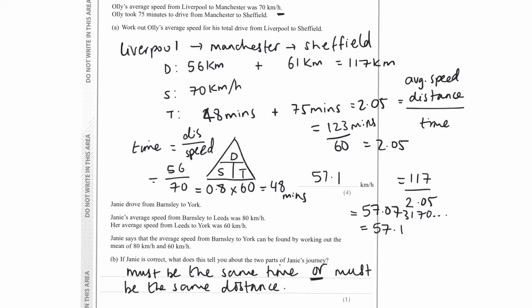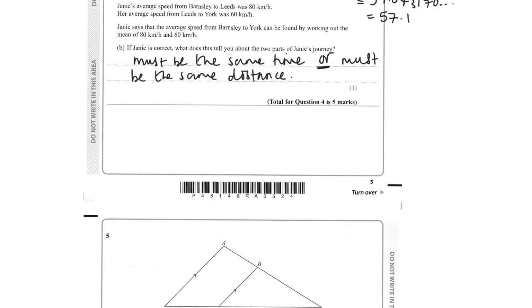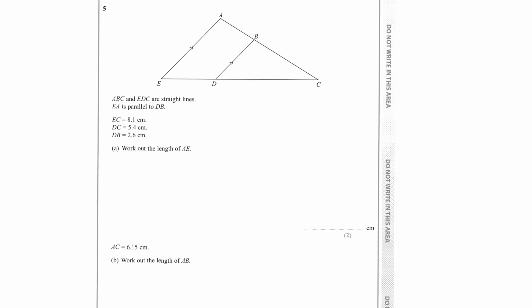Okay, so if we have a look at question 5, it wants us to work out the length of A to E, so this one. This is to do with similarity of length, which I have a video on in the link above. So if we look at this, it's basically where you've got a big triangle and you've got a little triangle of a similar shape within it.